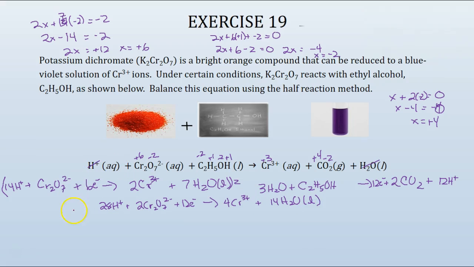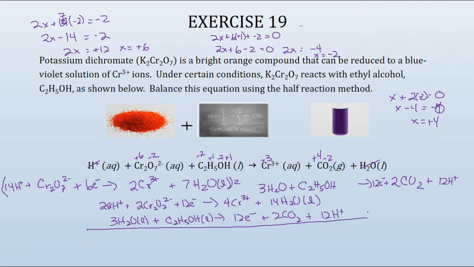Okay, I didn't have to do anything with this other one, so I've got 3 H2O liquid plus ethanol, and that's going to give me 12 electrons plus 2 carbon dioxides plus 12 hydrogens. Okay, so this one's a little more complicated than the samples that we did, isn't it?